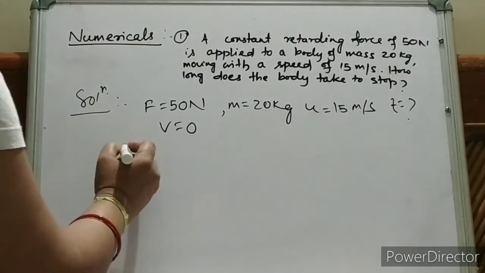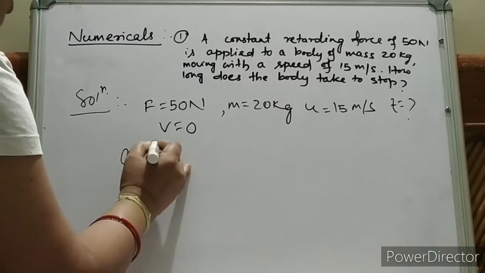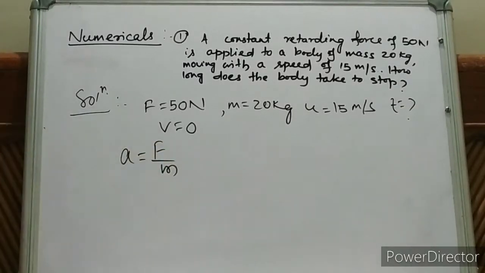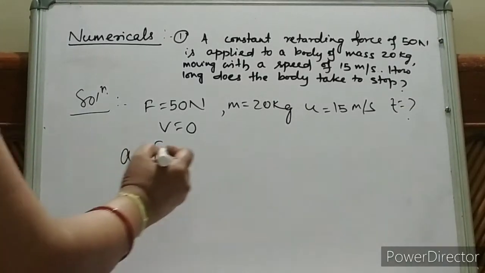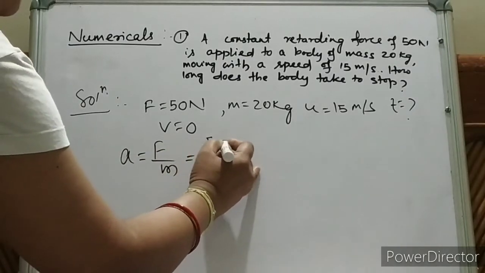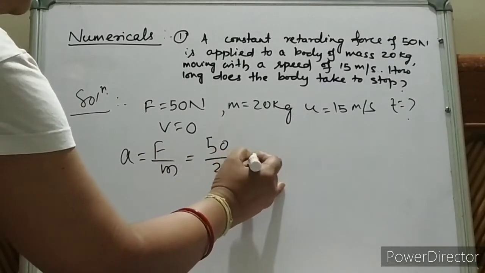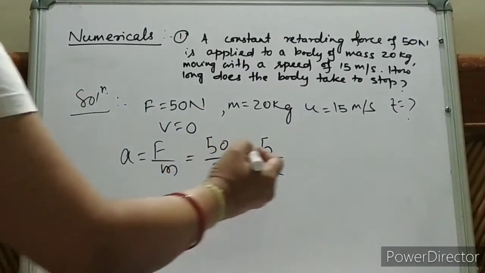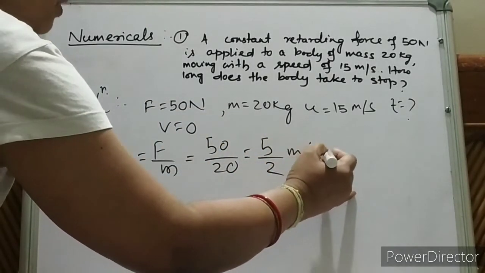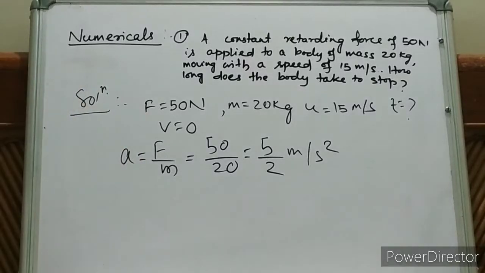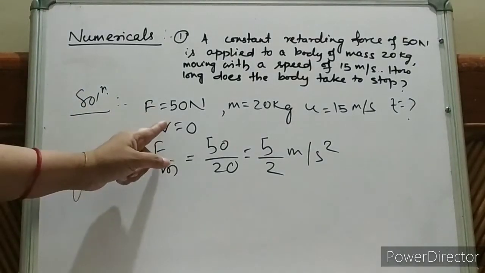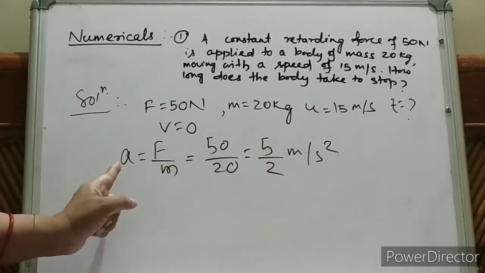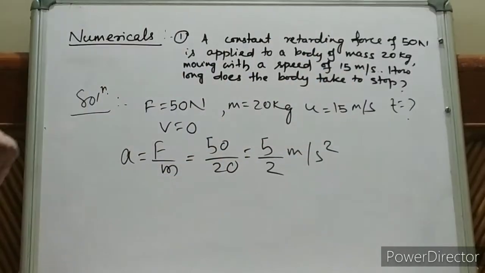How to find out? We know A is equal to F by M. This formula. What is F? 50. What is M? 20. So it is 5 by 2 meter per second square. So we got our A. We know V, we know U, we know A, we want T.